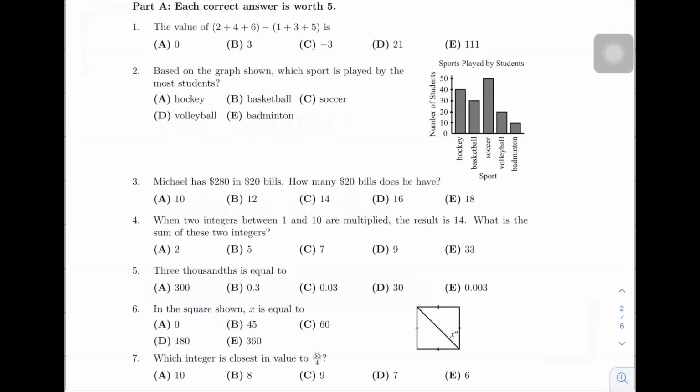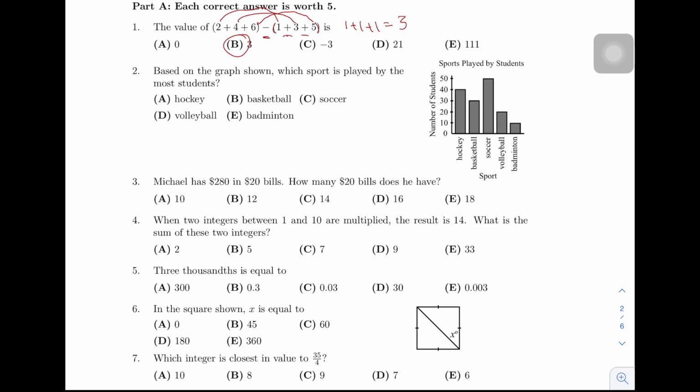The value of (2 + 4 + 6) - (1 + 3 + 5) is. The first thing you realize is that when there's a negative outside of the brackets and you take out the brackets, the positives inside also turn to negative. So 2 minus 1 equals 1, 4 minus 3 also equals 1, and 6 minus 5 also equals 1. Therefore, the correct answer is 3, giving you B.